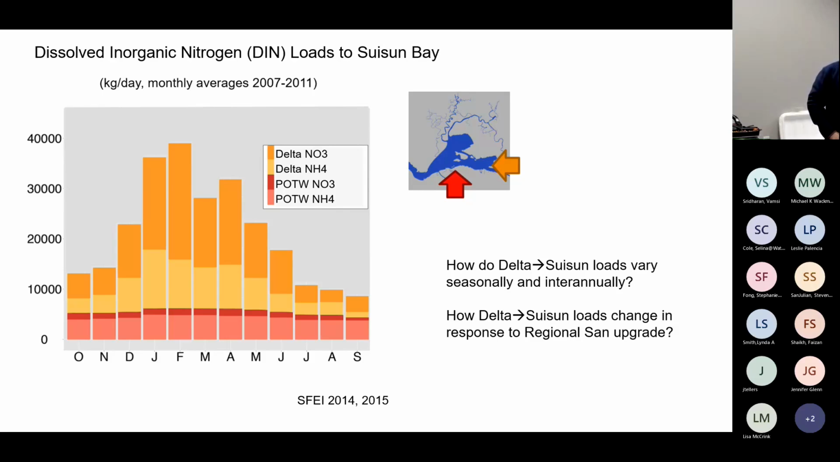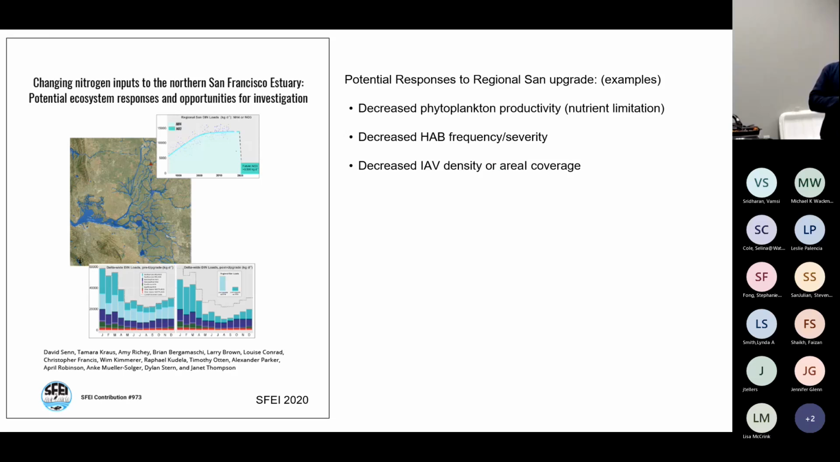In addition, it's a fascinating and important place to work. And so I think we probably went a little bit deeper than just the needs of what we needed to do for the bay work. Well, Dylan mentioned this earlier. I had an opportunity to work with Tamara and others on this report as well, changing nutrient inputs to northern San Francisco estuary. What are the potential changes that could happen to the system in response to the regional sand upgrade?